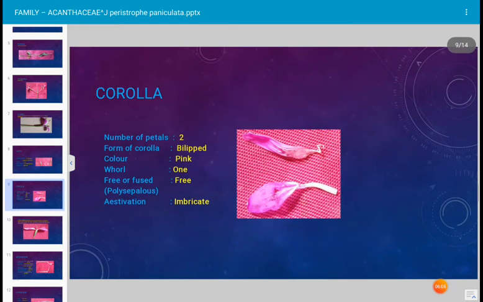Next, this is the corolla. Corolla consists of a number of petals. There are 2 petals and the form of corolla is bilipped. A bilipped corolla is present in Peristrophe paniculata, family Acanthaceae. The color of the corolla lobes, that is petals, is pink. And how many whorls are there? Petals are arranged in one whorl, petals are free, therefore it is polypetalous, estivation is imbricate.